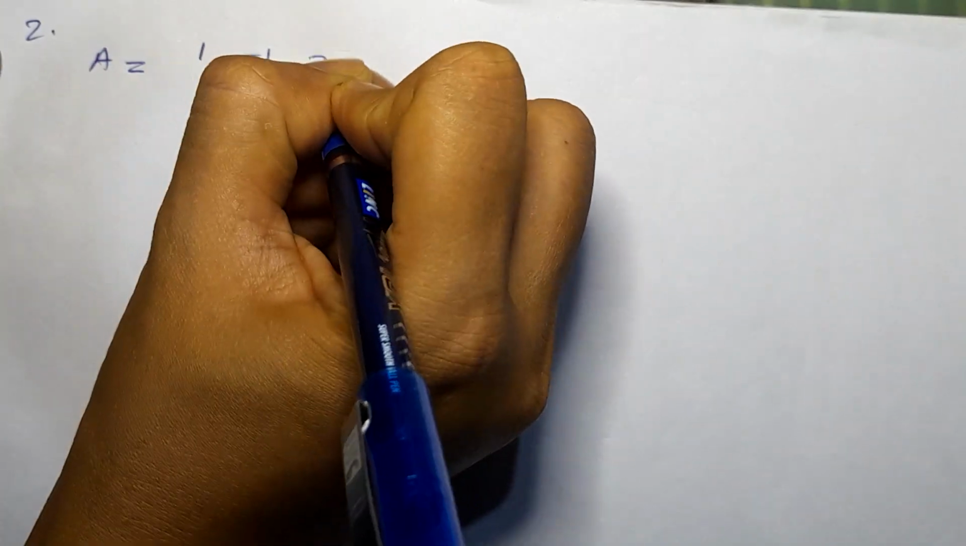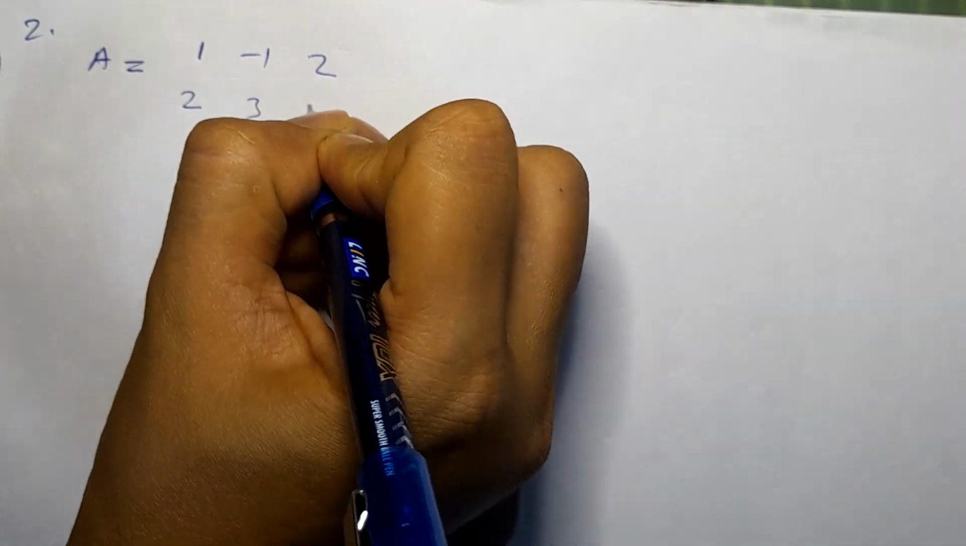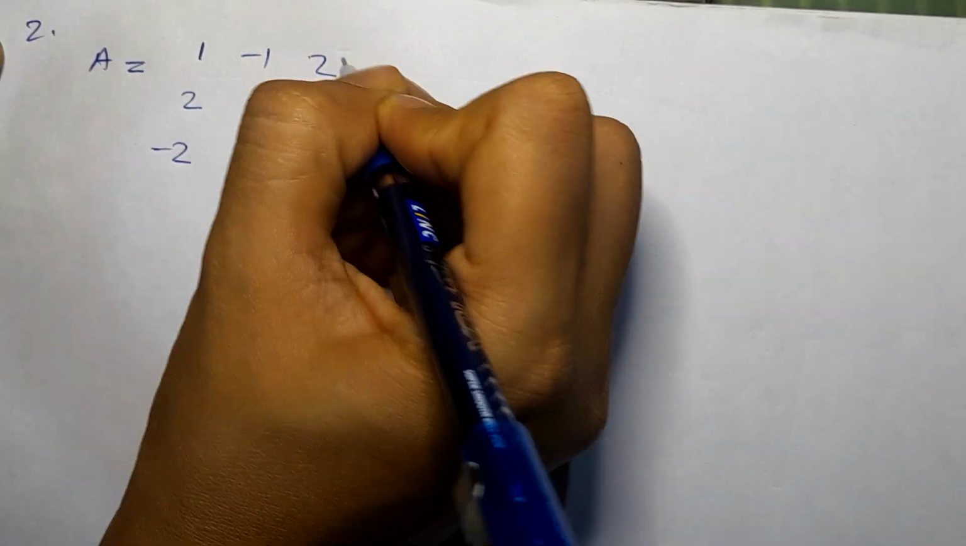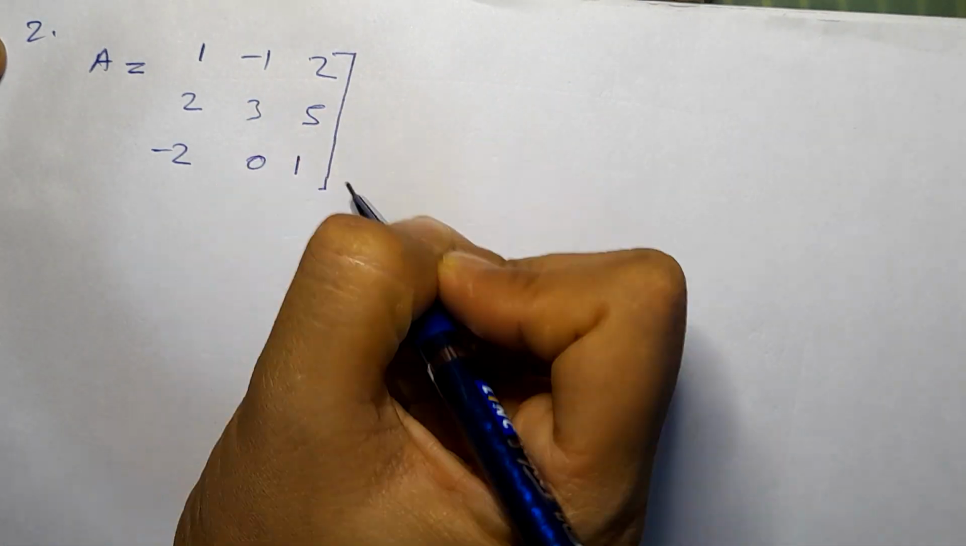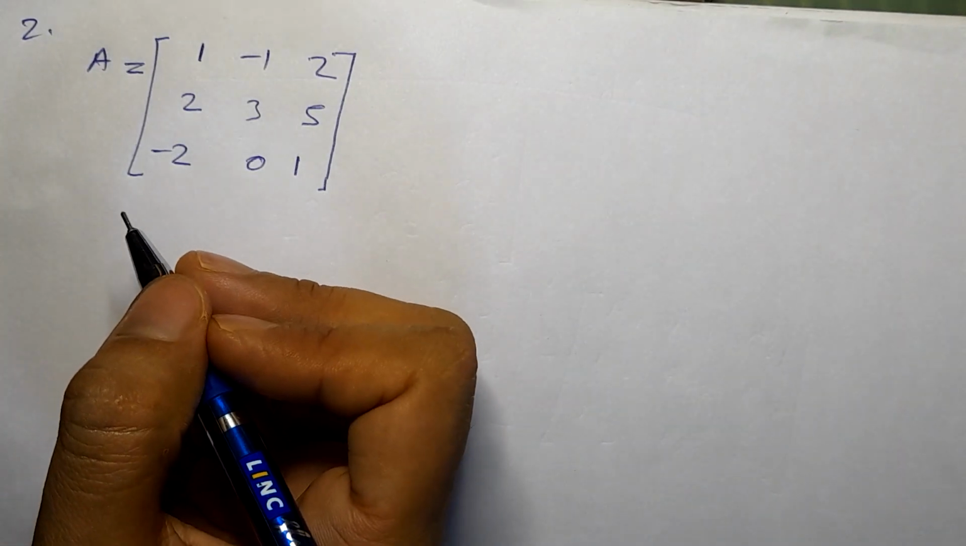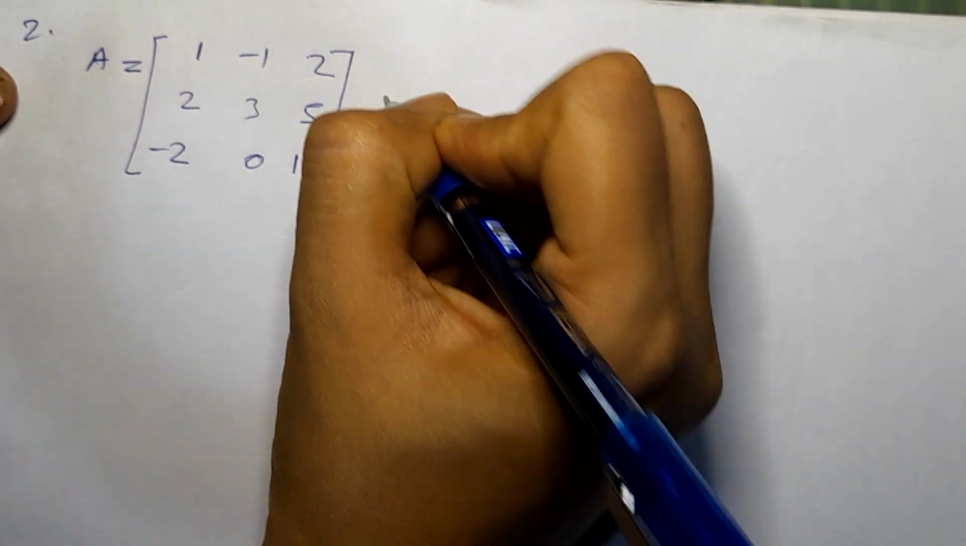Let's consider this is a matrix A. So it will be 1, -1, 2, 2, 3, 5, -2, 0, 1. This is the matrix. So we need the cofactor of A11. First, what is the formula of Aij?